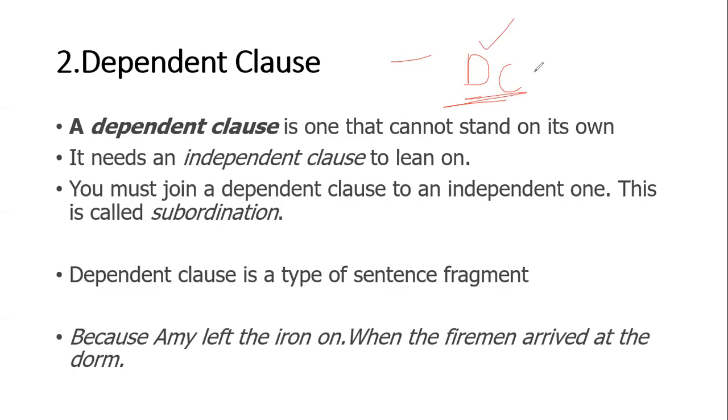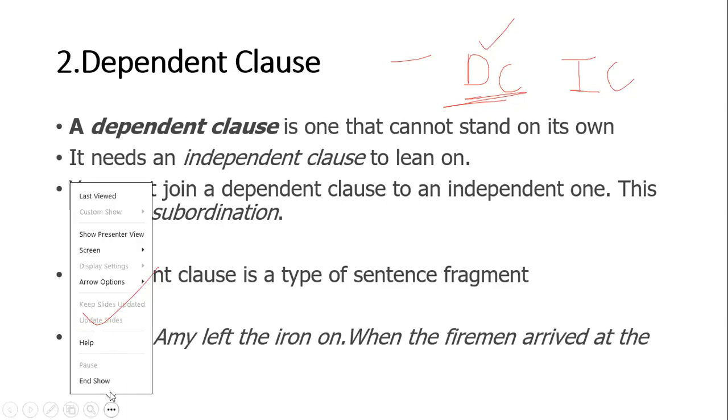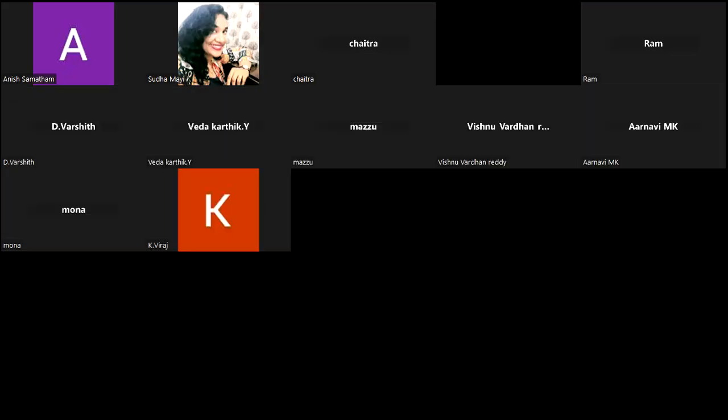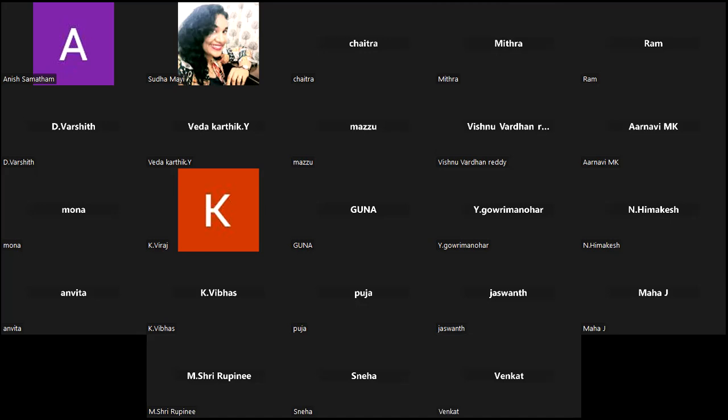And how do I make it more meaningful? By looking out for IC. IC is the most generous person, like you and me. So you have to connect them together, right? If you look at this sentence, 'Because Amy left the iron on,' and this is the next sentence, 'When the fireman arrived at the door,' two DCs. How do I connect these two DCs? Sounds like physics, right? Physics discussion.